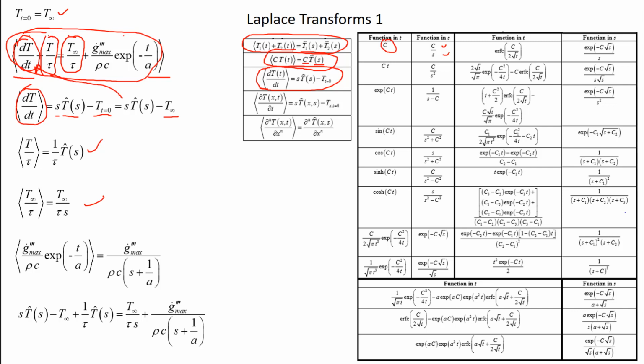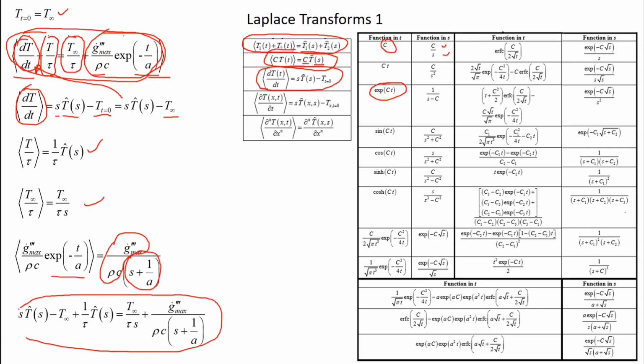And then finally, I have to take the Laplace transform of this guy here. So this is a constant times an exponential. So it's going to be that same constant multiplied by the Laplace transform of an exponential. So if I go over here, the Laplace transform of an exponential is 1 over S minus C. So for here, my C is minus 1 over a, so this is going to be 1 over S plus 1 over a. And that's that. So I make these substitutions, 1, 2, 3, 4 of them, and I get this problem right here in the S domain.